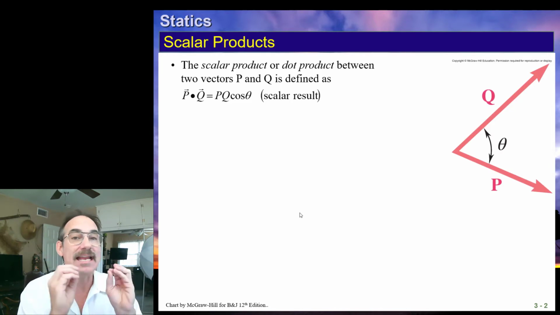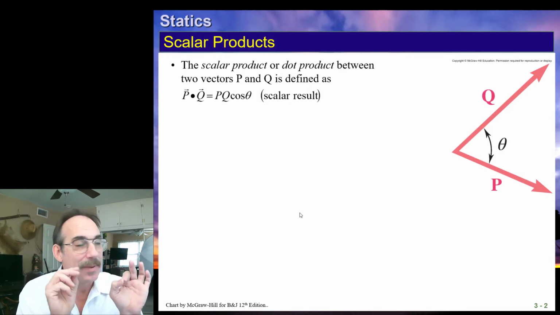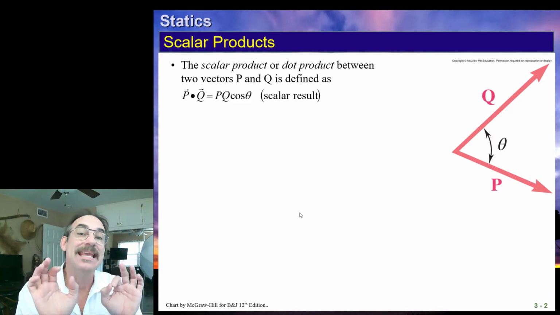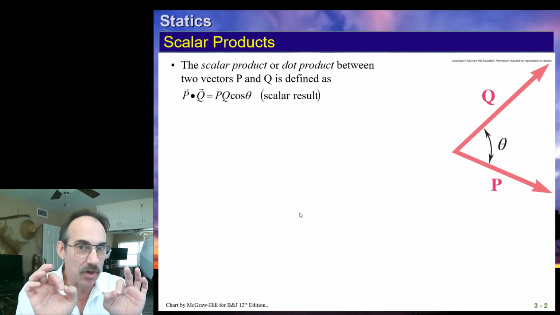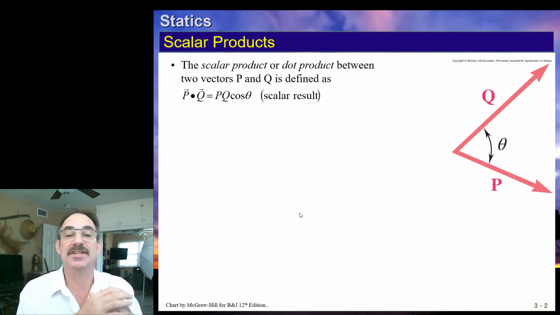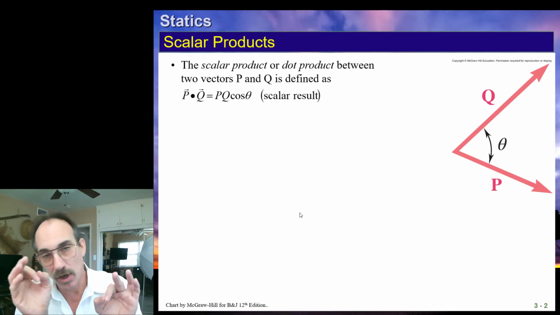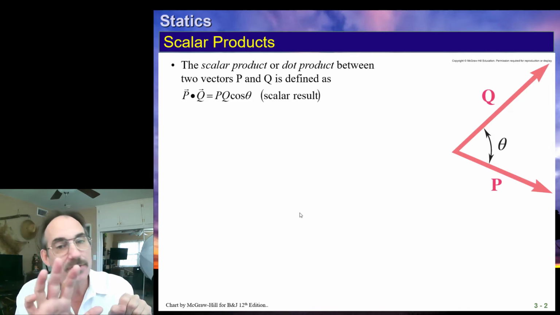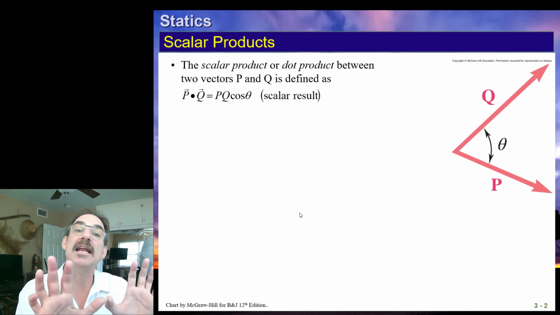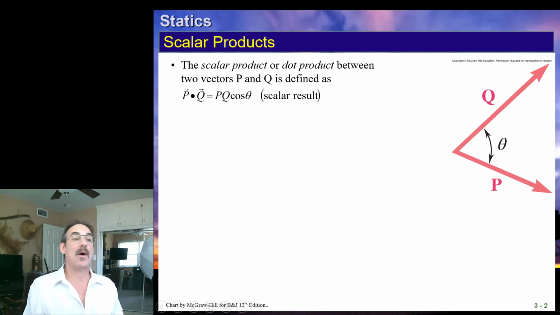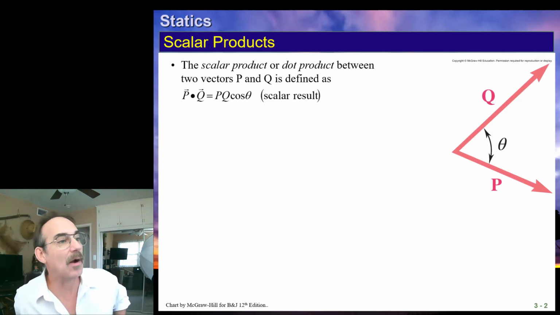We're going to find out that this result, P dot Q, both vectors, gives us a scalar result, which means it just has magnitude. And that magnitude is PQ cosine theta. This means the magnitude of P times the magnitude of Q times the cosine of the angle between them. Once again, this is a very powerful tool.